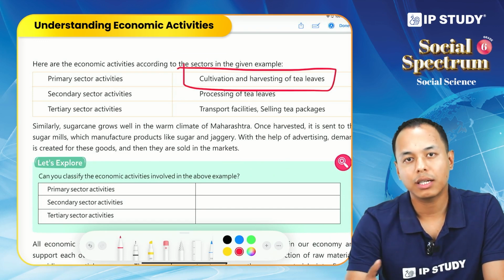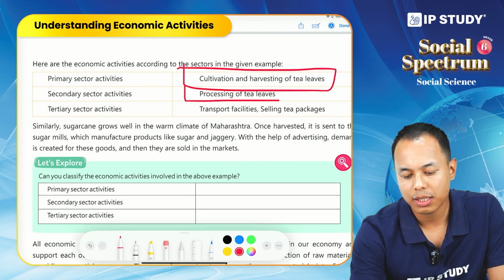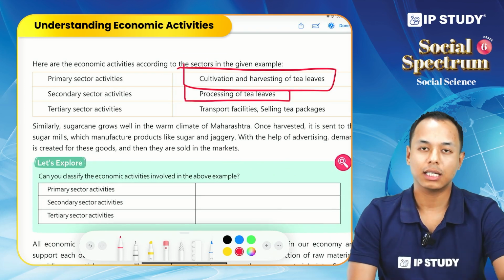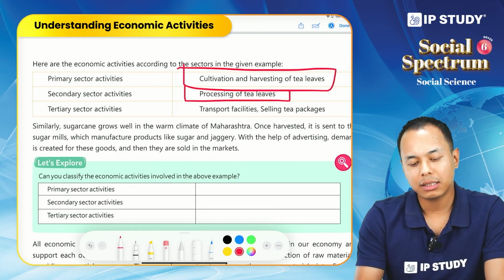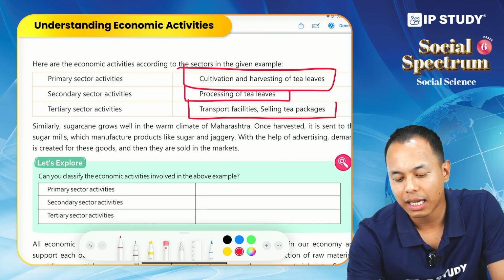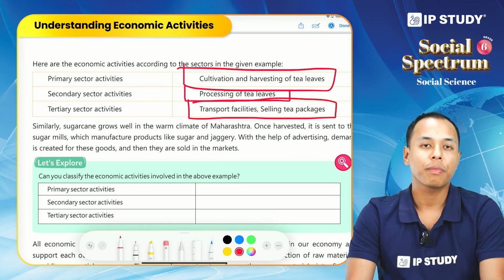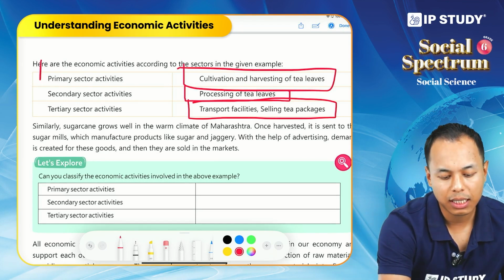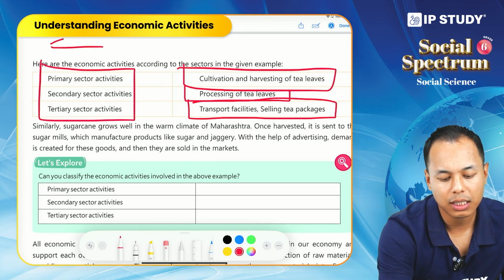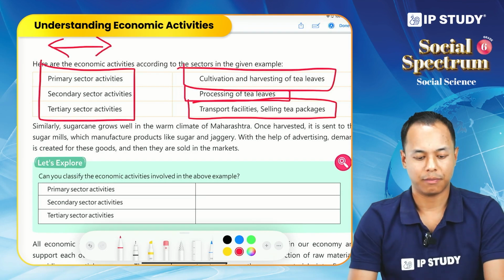Once it is cultivated and harvested, it has to be processed, that is secondary sector activity. And lastly, tertiary sector activity, all the transport facilities and selling of tea, this belongs to tertiary. So that means these three are interconnected among each other.